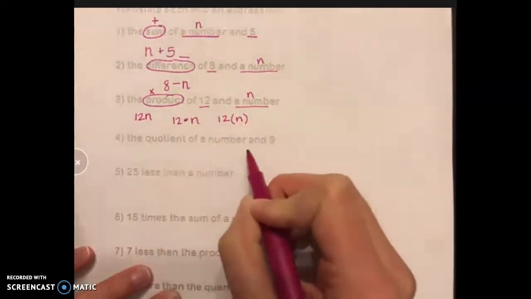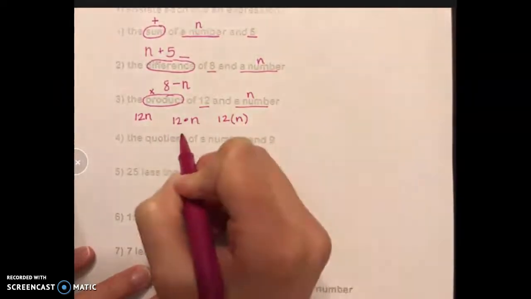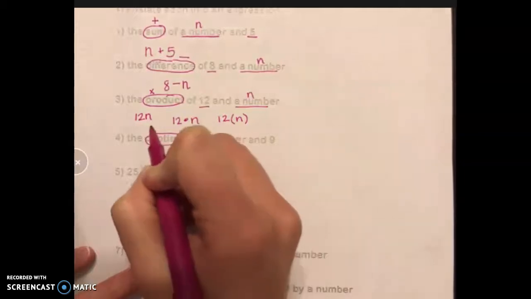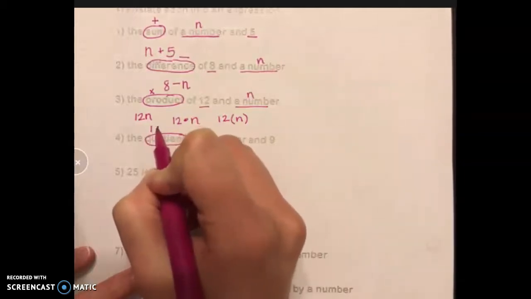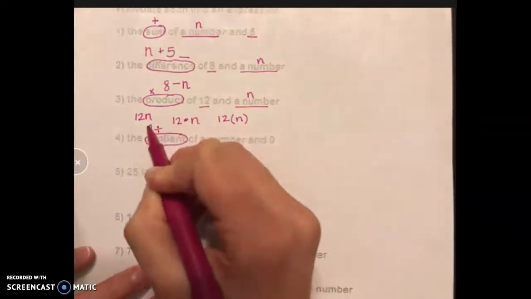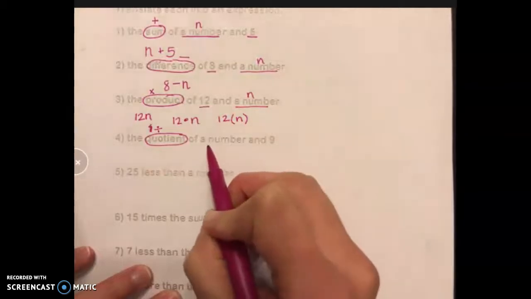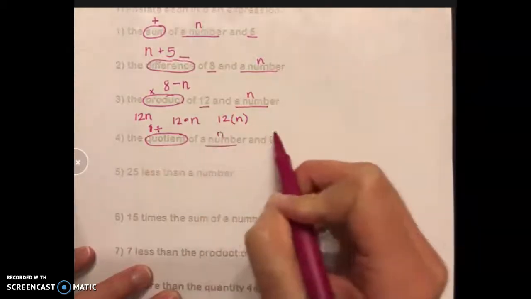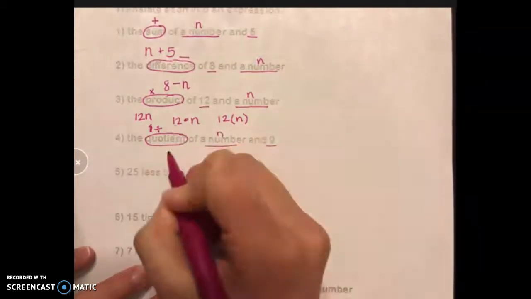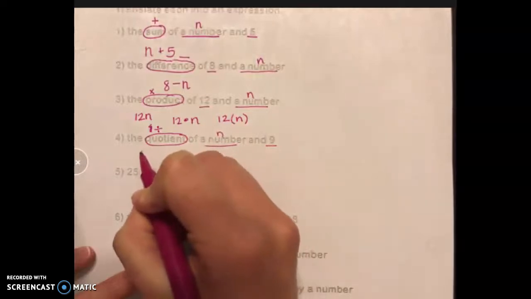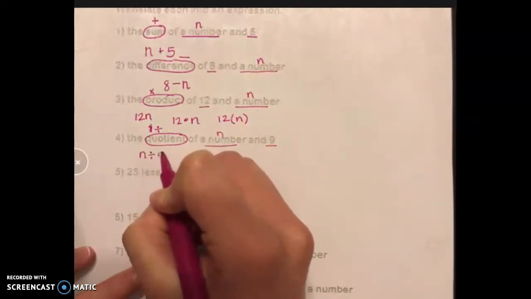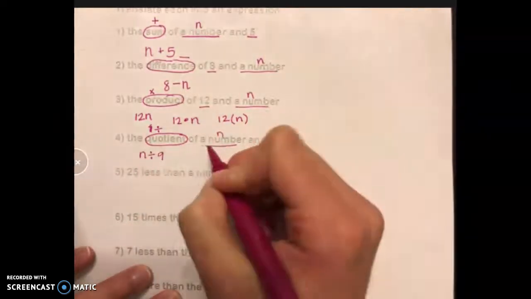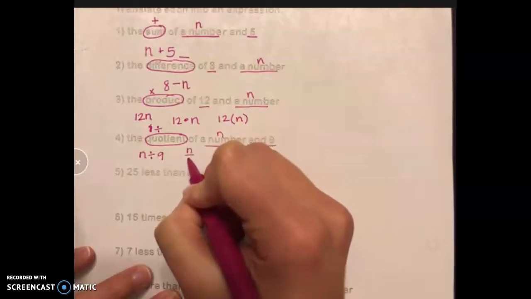Number 4, the quotient of a number and 9. So the quotient means we're going to be dividing a number and 9. So we would do n divided by 9, or we could also write it in fraction form, n over 9, because that means n divided by 9.